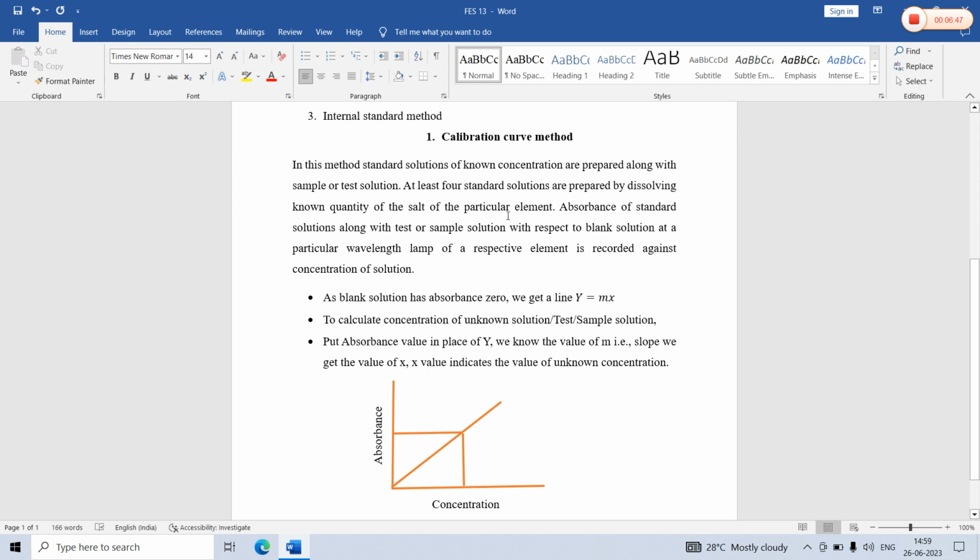You have to remember that in the calibration curve method, a series of standard solutions are prepared, at least 4 solutions. They are prepared by dissolving a known quantity of the salt of a particular element, and the series of standard solutions along with the test or sample solution with respect to blank solution is measured for the particular element. So we plot the graph, and we get the nature of the graph like this.